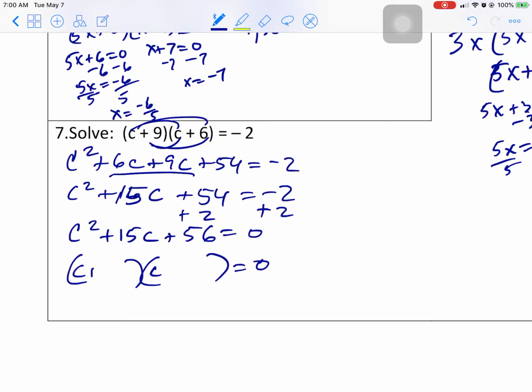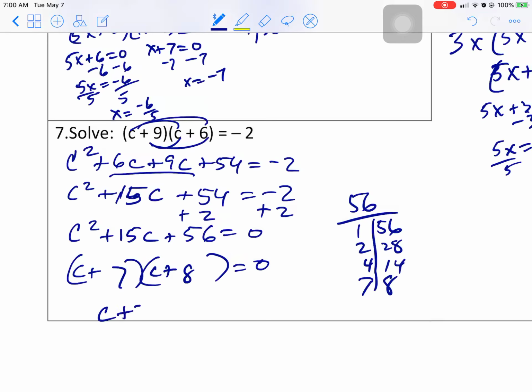Because A is 1, plus. Factors of 56 that combine to get you 56. 1 and 56, 2 and 28, 3, no, 4, 14, oh, 7 and 8, 7 and 8. So C equals -7, -8.